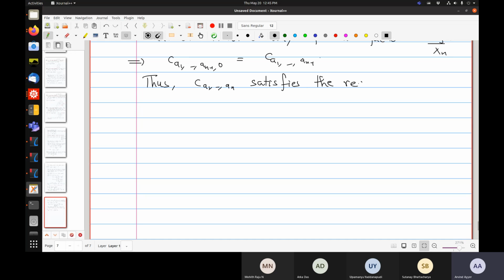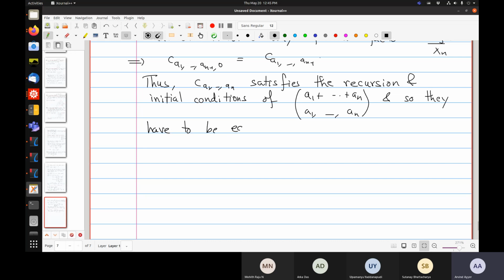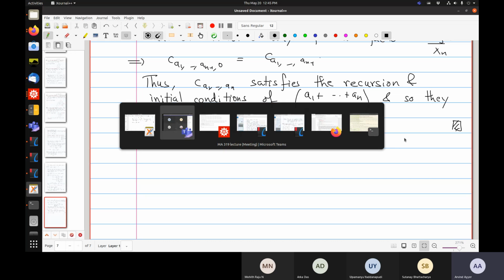Thus, C a1 up to an satisfies the recursion and initial conditions of the multinomial a1 plus up to an, choose a1 up to an, and so they have to be equal. Okay. So let me show this to you on Sage.